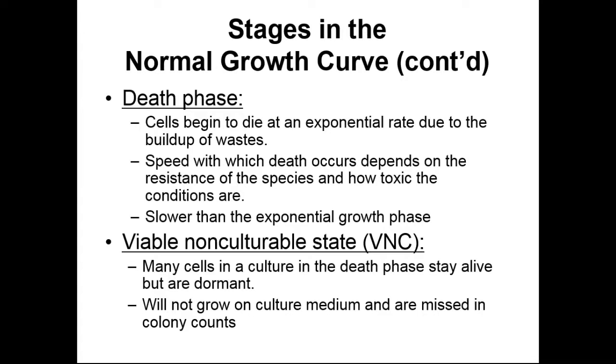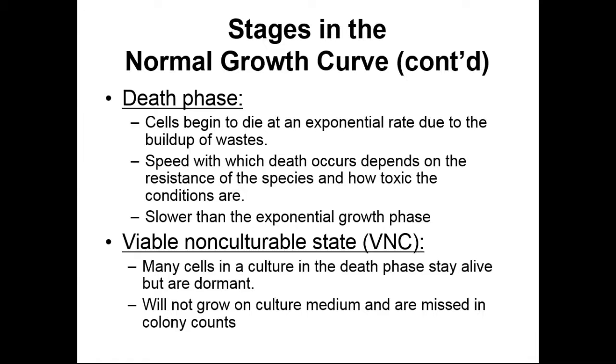After the stationary phase, we have the death phase. This is when cells die off faster than they are reproducing or being birthed. And this is an exponential death phase due to the buildup of excess waste products within the growth medium.